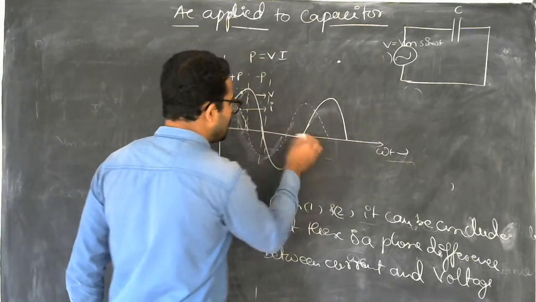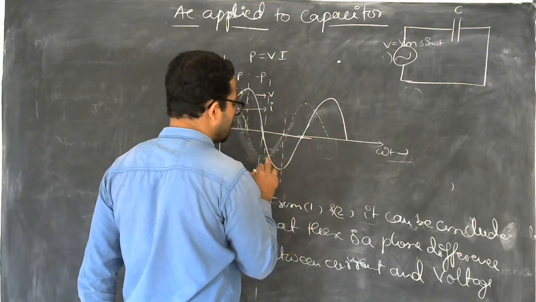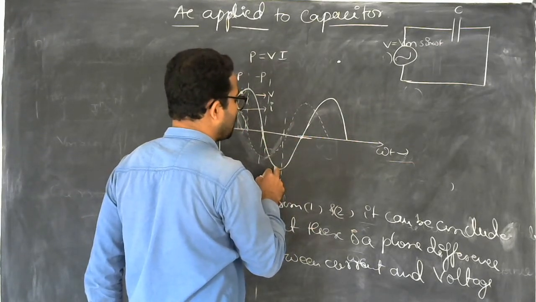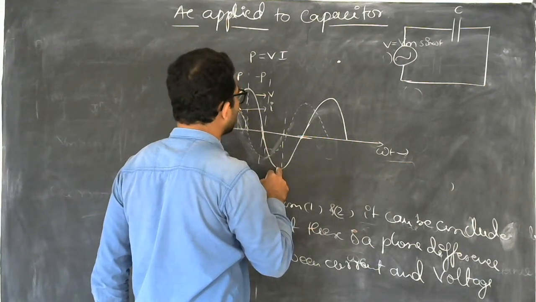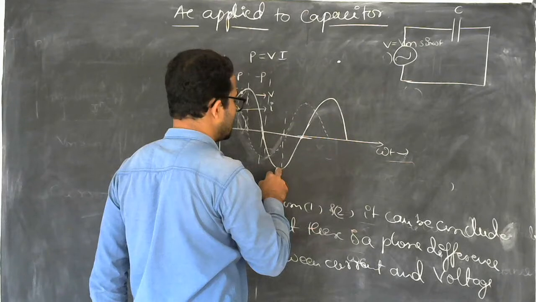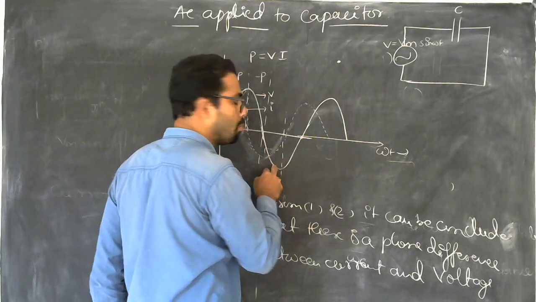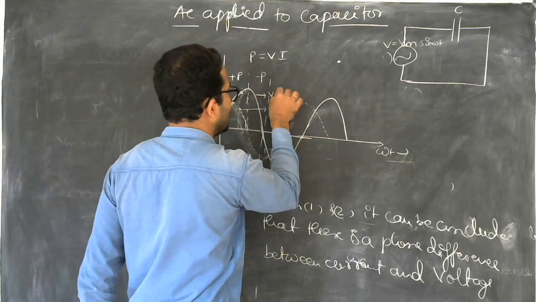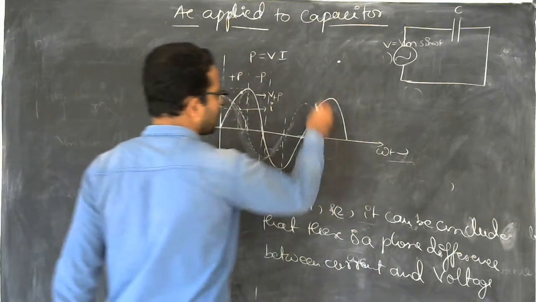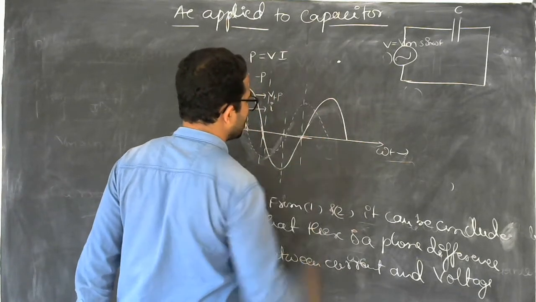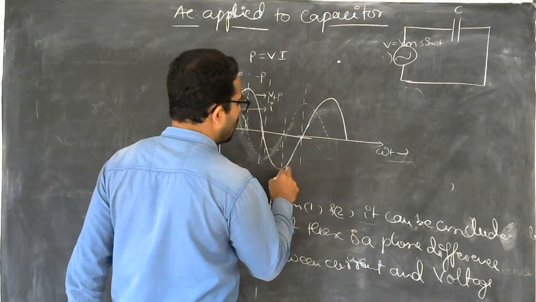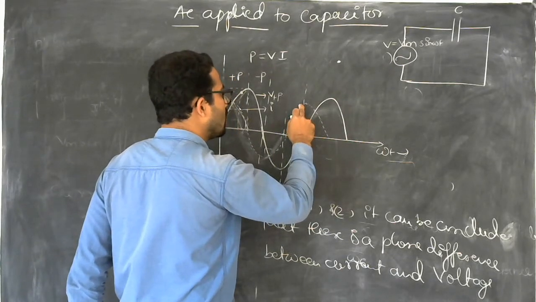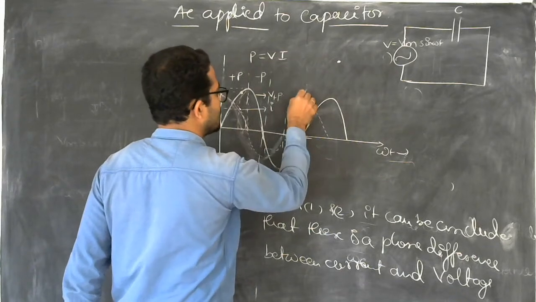Then after this, here current is decreasing and it is negative, and here voltage is also decreasing but it is negative. So current and voltage both are negative. If both are negative, minus into minus becomes plus. That is why here power is plus. At this point, voltage is negative, it is decreasing, but it is a negative value. Here current is positive, so plus into minus is minus, so power will be negative.